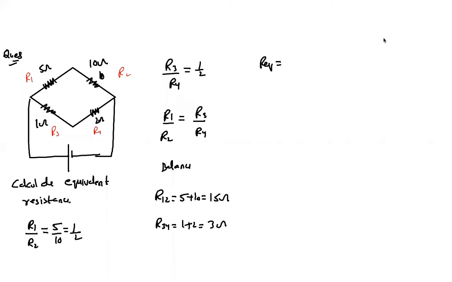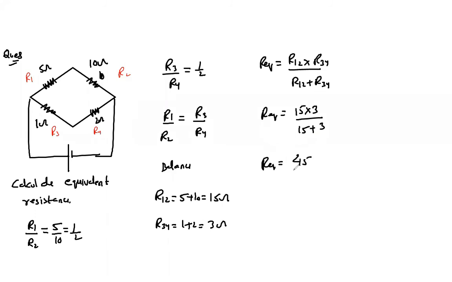R equivalent is a parallel combination. So that is R12 into R34 by R12 plus R34. So your R equivalent is 15 into 3 by 15 plus 3. R equivalent is 45 by 18, which is 5 by 2. Yes, it's 2.5 ohm.